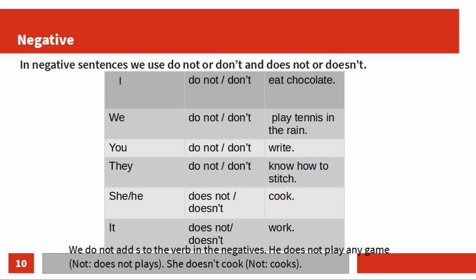He or she does not cook. It does not work. We do not add s to the verb in the negatives. He does not play any game. Not does not plays. She doesn't cook. Not cooks.